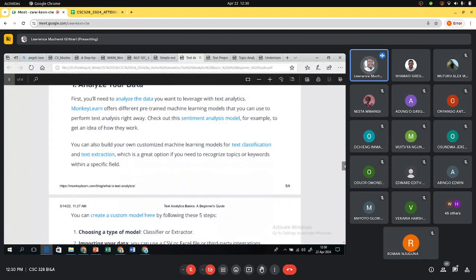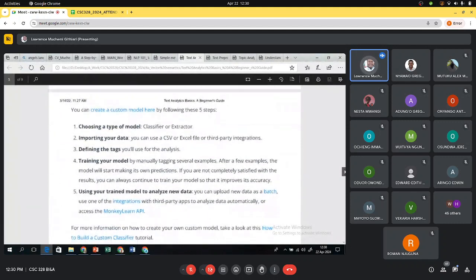But they're saying here you can also build your own customized machine learning models for text classification and extraction, which is a great option if you need to recognize topics or keywords within a specific field. It's like I was telling you in the story when we were in the lab. You can use a pre-existing model or tool, or you can create your own. Sometimes creating your own would be beautiful.